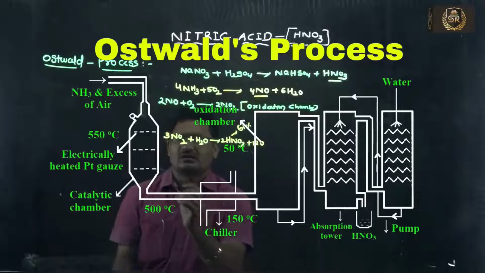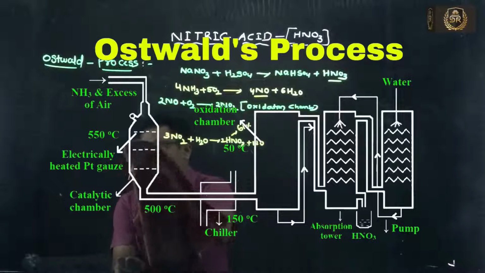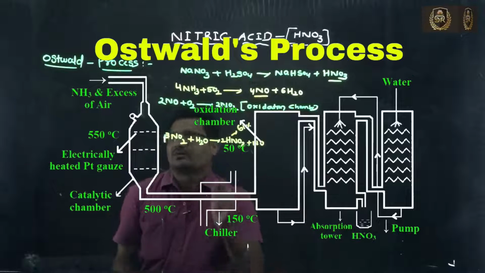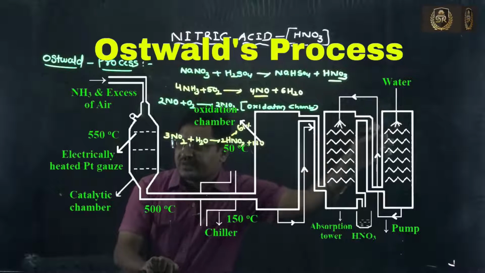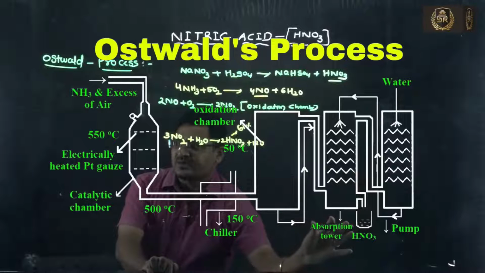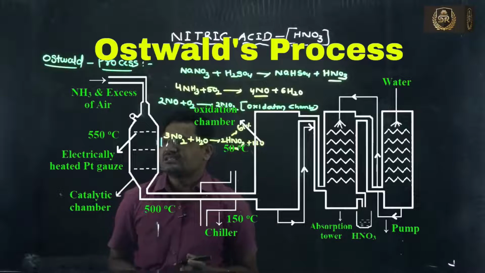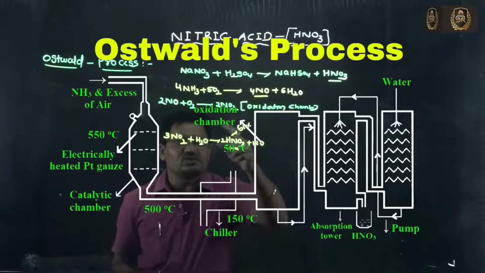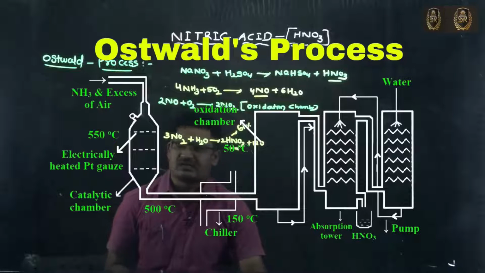Now I am writing for this side. Nitrogen dioxide is sprayed with water to get nitric acid formed. This nitric acid contains 61% HNO3. The other nitrogen monoxide is recycled, and the nitric acid is pumped out. So this is how to prepare nitric acid.